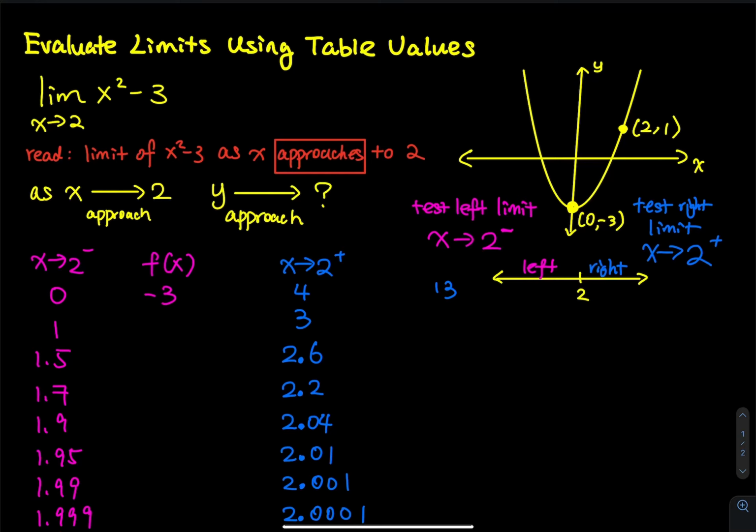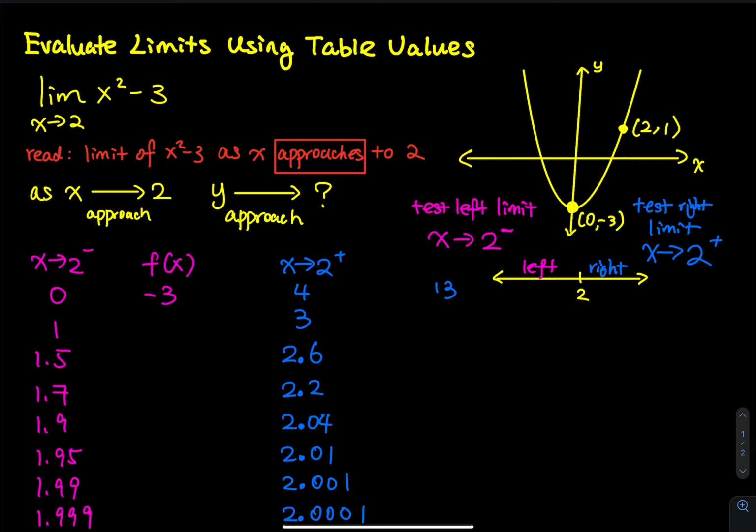Evaluate limits using table values. We have the limit of x squared minus 3 as x approaches 2. When you are studying limits, the keyword that you are thinking about is approach. As x approaches 2 means x is getting closer and closer to 2.